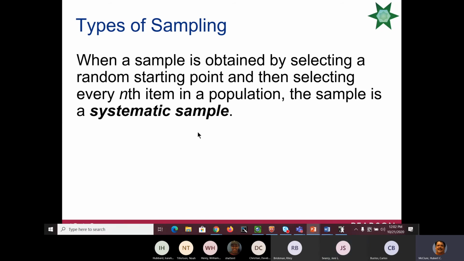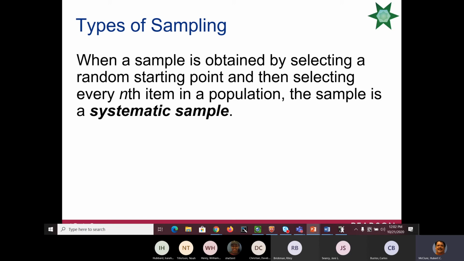Systematic sample, another good one. A systematic sample is when I have too many people. Let's say I have 100 people in my classroom. That's too many names to write down, so I'm going to pick every 10th person. That way I only have 10. Or I'm going to put everybody in groups, and I'm going to pick groups.